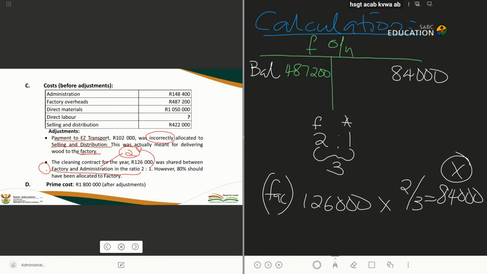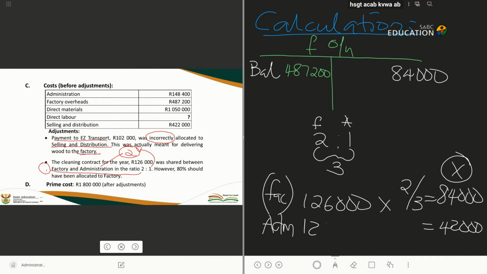Then because it was 84,000, you can say 84,000 minus 126,000. It will be 42,000. So this 42,000, it means it goes to the admin. But let's prove if it's correct.